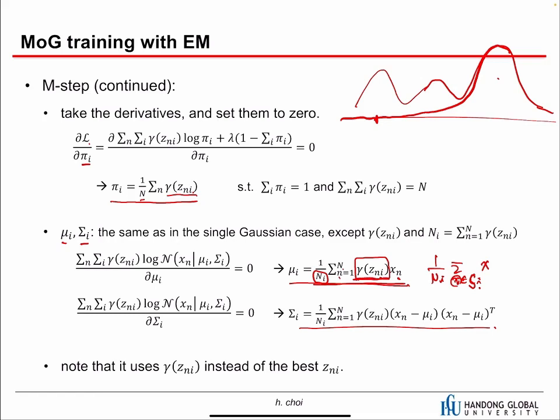In this case, the third component does not have much responsibility for these samples, so this one might be close to 0. But anyway, we have to check all the samples, and we have to divide this sum by n sub i. And n sub i is the sum of the responsibilities of the ith component. Likewise, we can get a covariance matrix for the ith cluster. Okay, good.